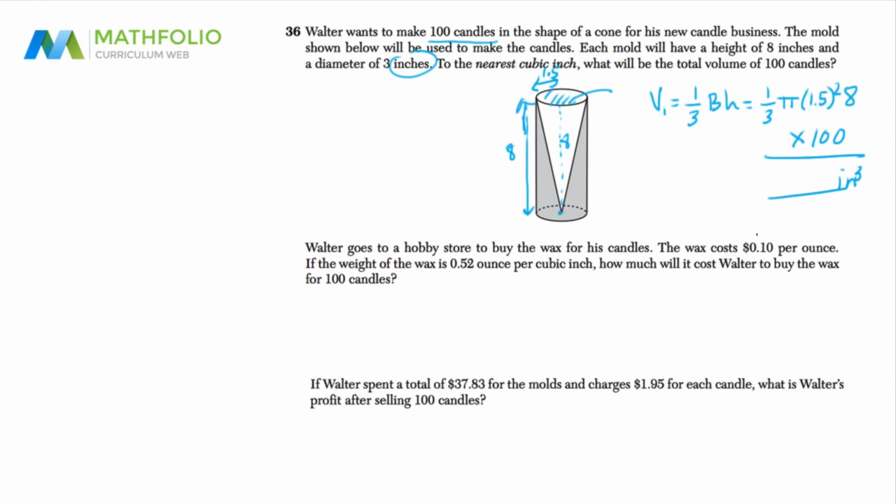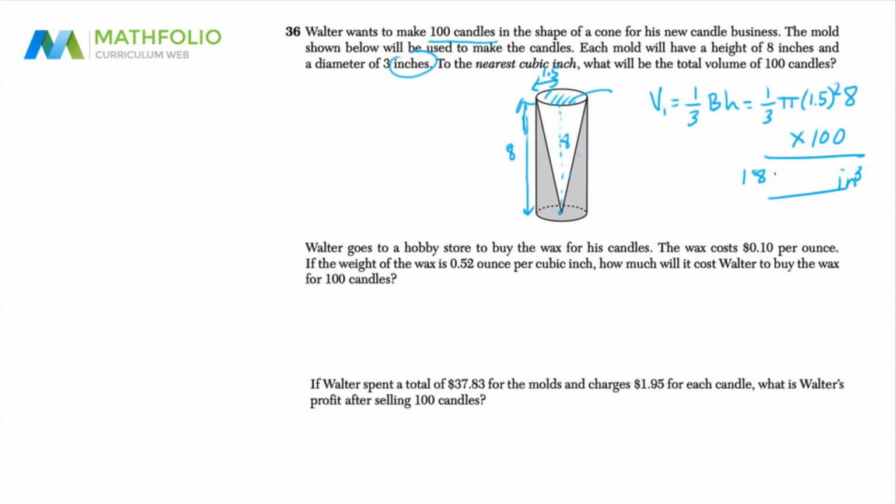So I'm getting an error on my calculator, so I've got to be a little careful. So maybe instead of doing 1/3 times pi, I can just do pi divided by 3, get that answer, and then times by 1.5 squared, and get that answer, and then times by 8, get that answer, and then times by 100, which gives me 1884. So maybe my error before was not putting a parenthesis in the right place.